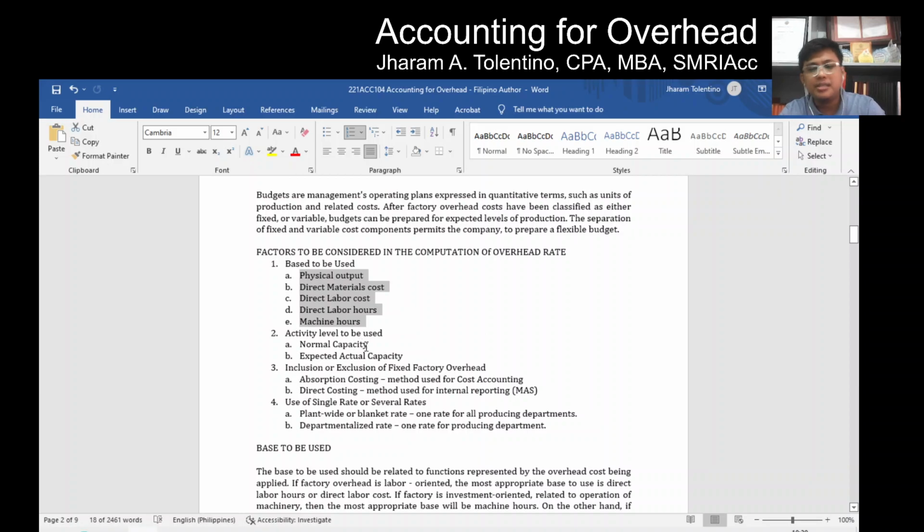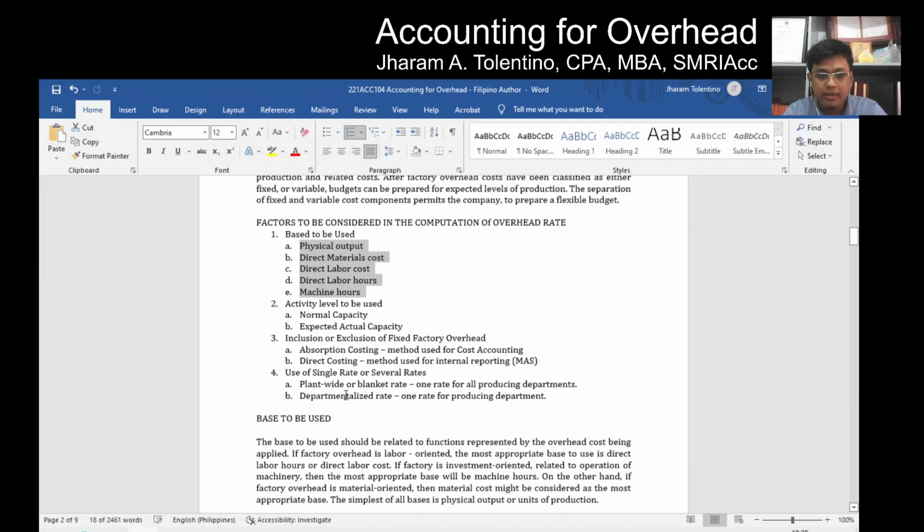And then we have the activity level to be used, whether it is normal capacity or expected actual capacity. And then the inclusion or the exclusion of fixed factory overhead, whether we're going to use full, okay, yung absorption costing, ito yung ginagamit natin for cost accounting. And then we have the direct costing method used for internal reporting or managerial advisory services. So sa mas nyo na ito makikita.